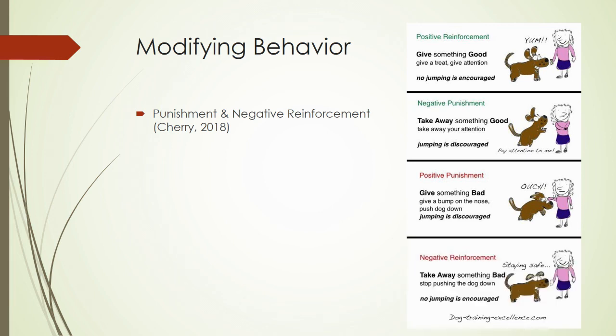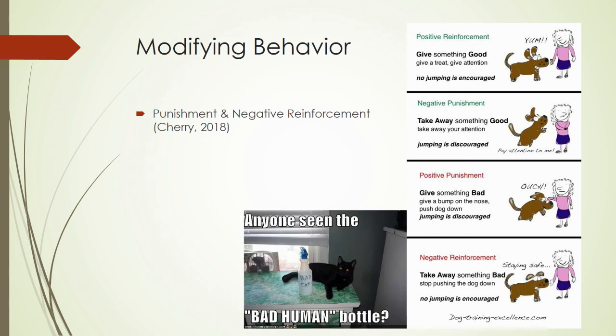And finally, negative reinforcement, where you're taking away something bad in order to stop behavior. So the dog starts jumping up on you and you're pushing them down. And then when they stop jumping, you stop pushing. That's negative reinforcement. We oftentimes will err on the side of negative reinforcement or punishment when it comes to security controls and when it comes to modifying user behavior, right? Has anyone seen the bad human bottle so that we can deal with our users?